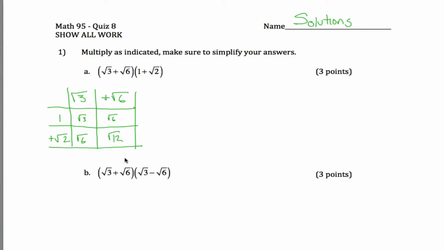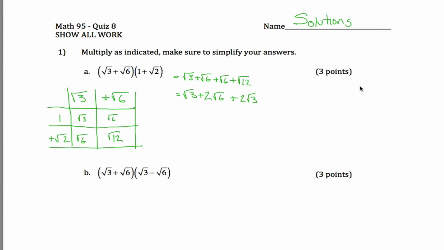So what I get is that this thing is equal to root 3 plus root 6 plus root 6 plus root 12. But I can simplify that. You can say it's root 3 plus 2 of these square root of 6 things, plus it turns out that the square root of 12 is 2 times the square root of 3.